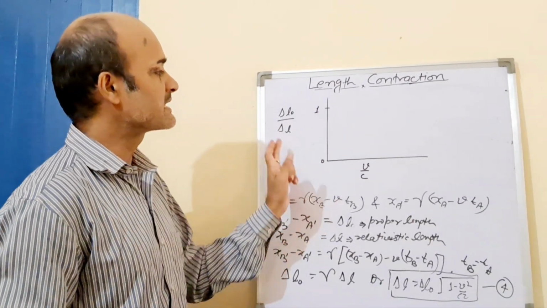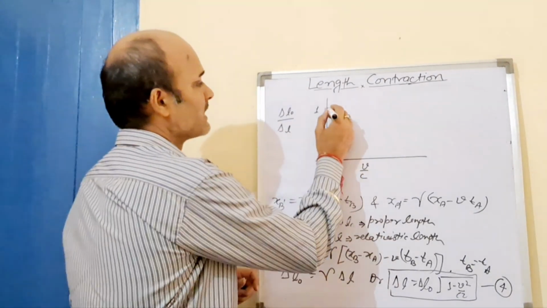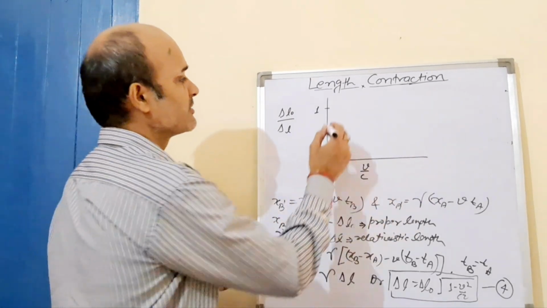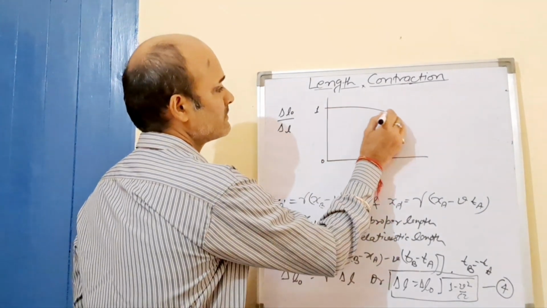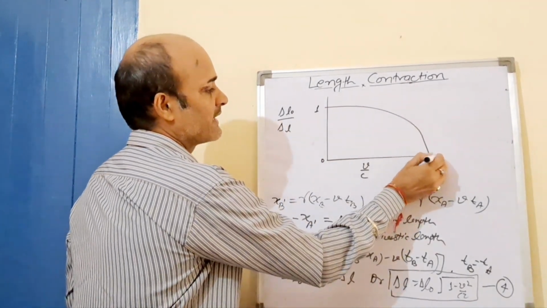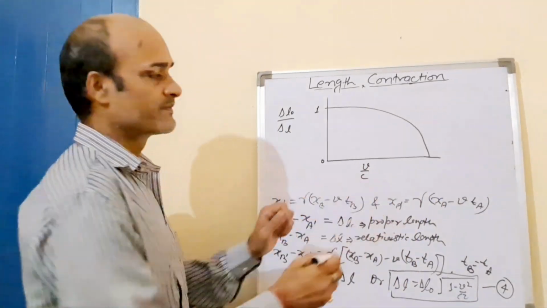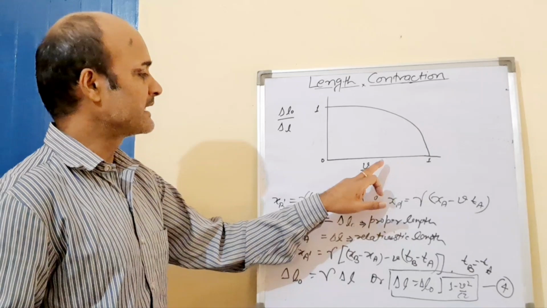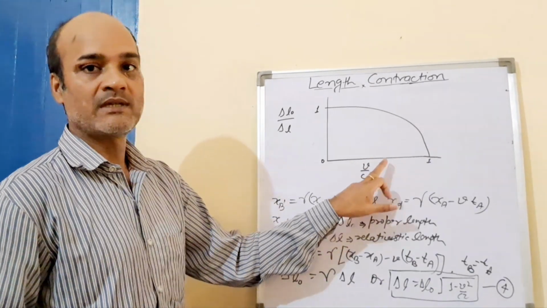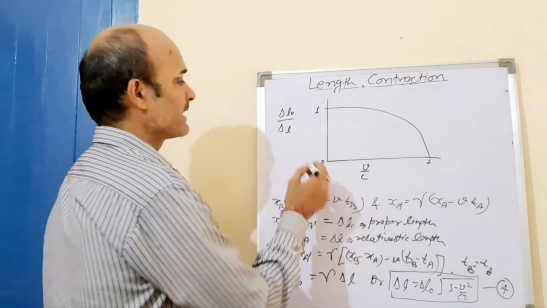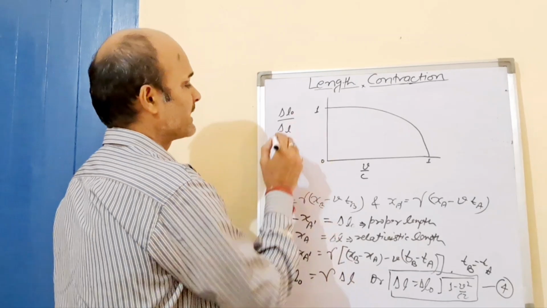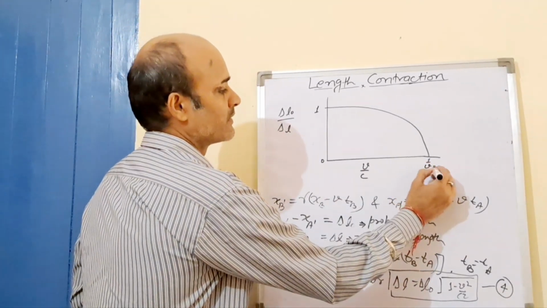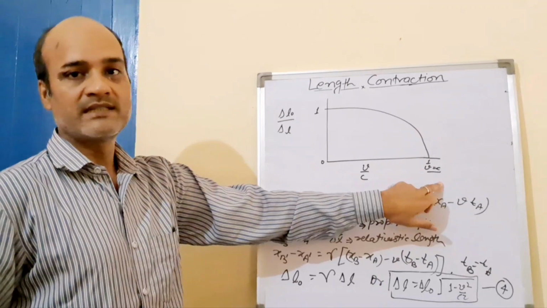But when the object starts moving and approaches the velocity of light, then the length contraction will be more visible. And when it reaches the velocity of light, it approaches the maximum contraction, and delta L upon delta L naught becomes 0 at the v equal to c condition.